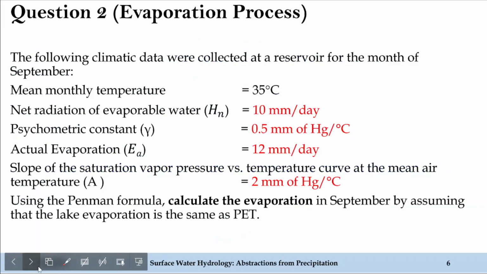Okay, so let's move ahead and solve another problem on evaporation process. Let me read the problem. The following climatic data were collected at a reservoir for the month of September.